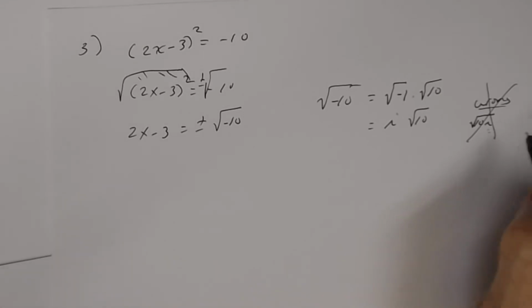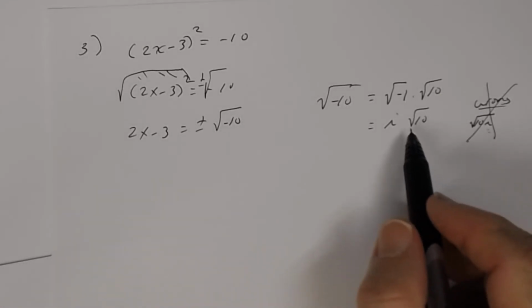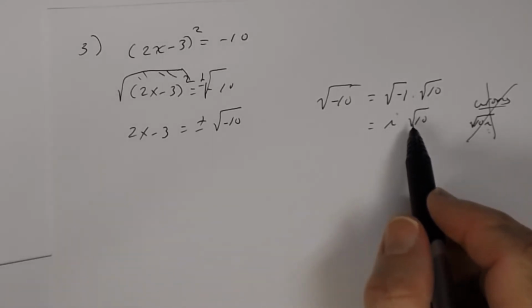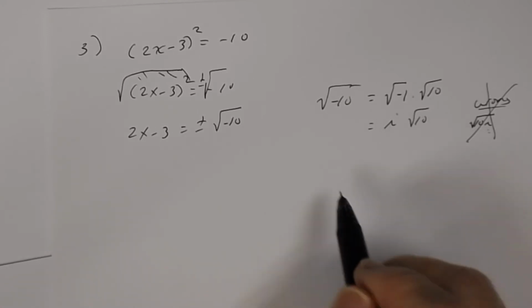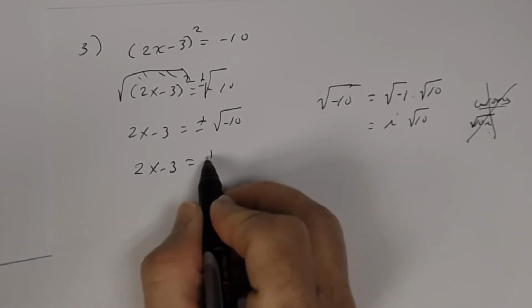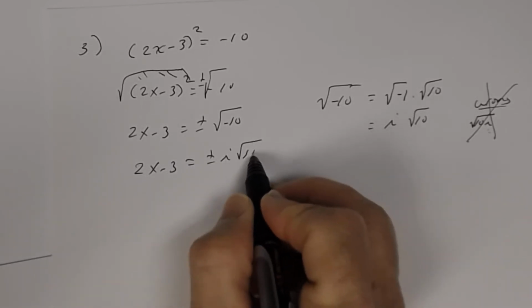So don't do that. That's why in the videos we emphasized that whenever you have imaginary solutions and there's a square root still in your answer, put the i in front. So this right here becomes this now: 2x minus 3 equals plus or minus i square root of 10.